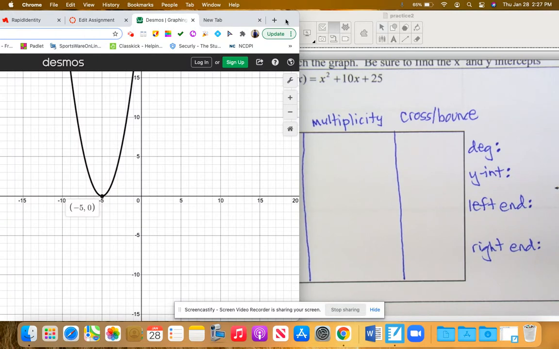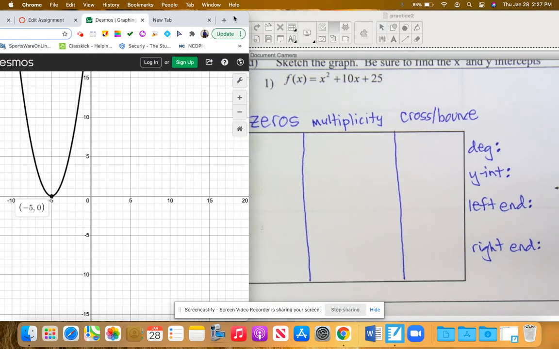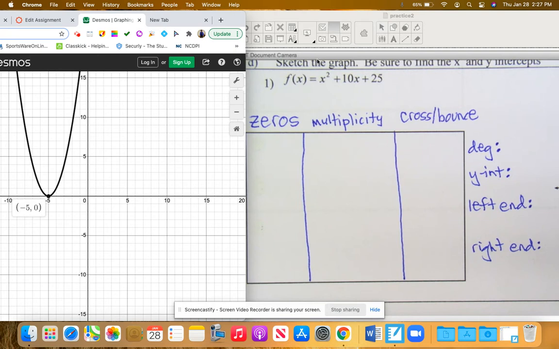x-axis. So it crosses the x-axis at -5, 0. So I'm going to keep that in our viewing screen here. So the things that you're going to be expected to know and label, I want you to tell me what the zeros are, tell me what the multiplicity is, tell me if that 0 crosses through the x-axis or if it bounces, tell me the degree, the y-intercept, the left end behavior, and the right end behavior. So we can tell all of that simply by graphing each function. So I've graphed this one, so let's say what the 0 is.